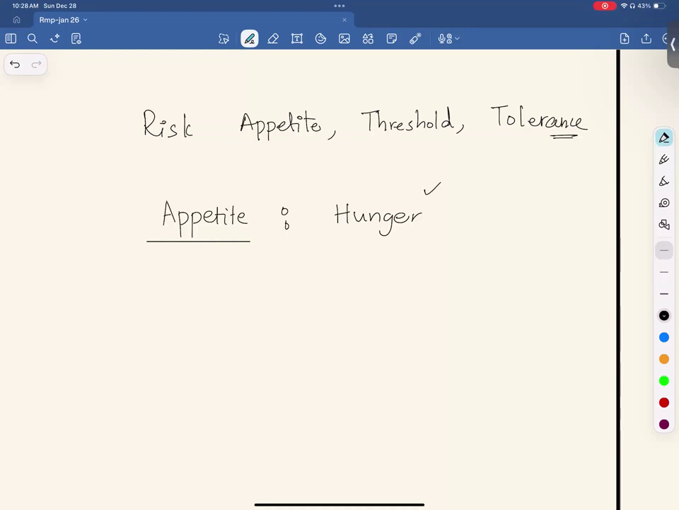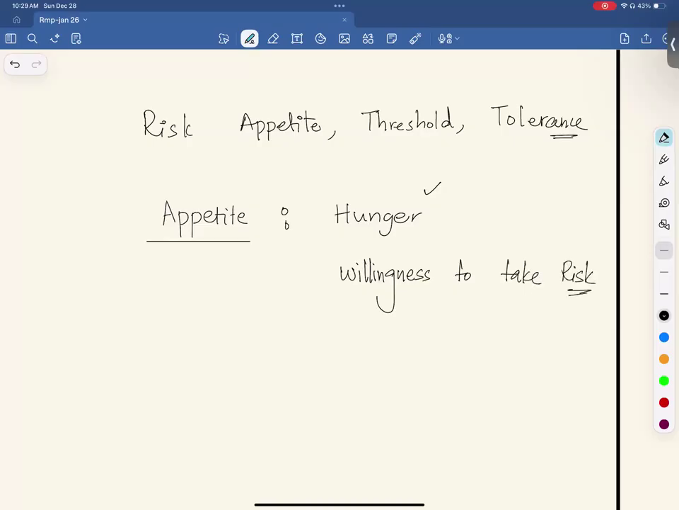Next is risk appetite. Appetite means hunger. You will only eat up to your level of hunger, which will satisfy you. Anything extra will create a problem. Appetite is also called willingness to take risk.